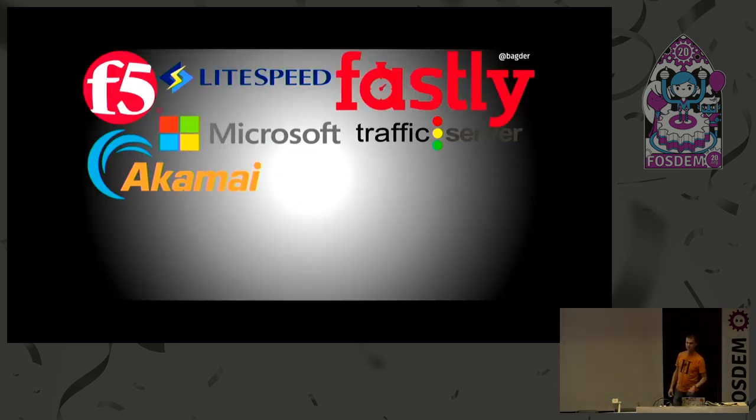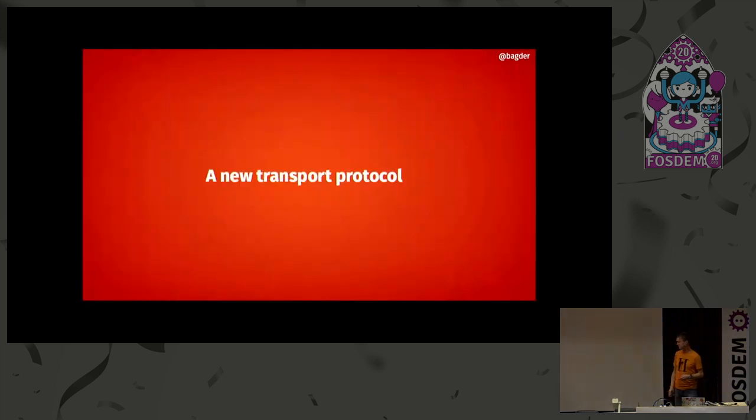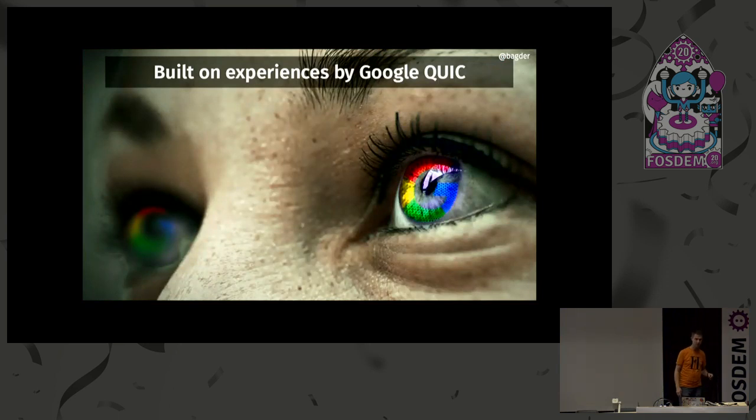So a lot of companies immediately took interest in this. All of these and more are sending people to this working group in the IETF. And it has been a fierce participation and activity since it started in 2016. So this is a new transport protocol, even though I said you can't do it on the TCP UDP layer, but still. So this is built again on experiments and tests from Google. Pretty much like they did with HTTP2.